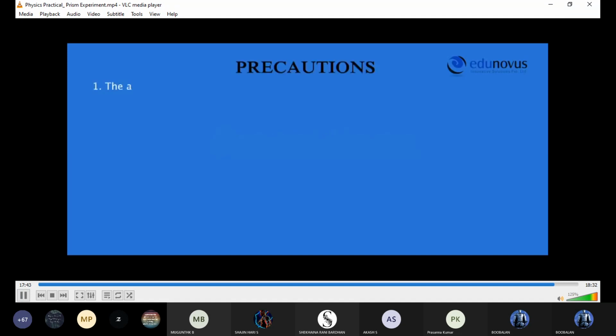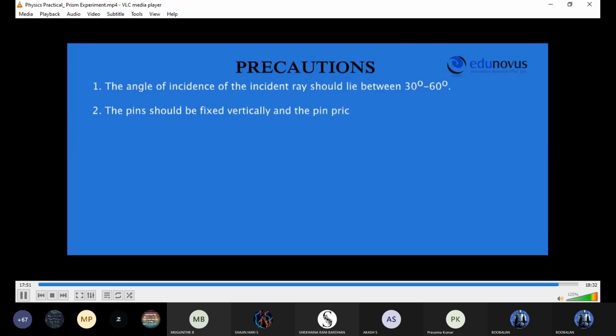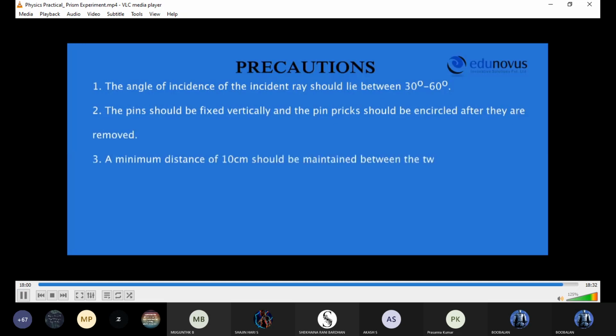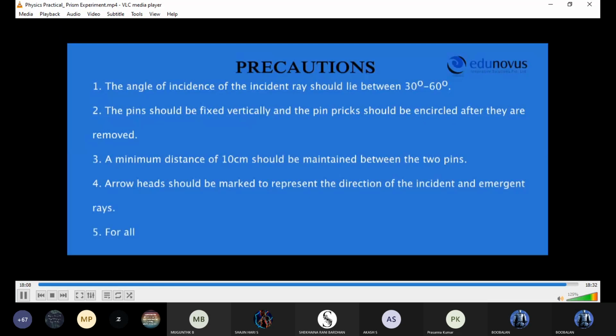The angle of incidence of the incident ray should lie between 30 degrees to 60 degrees. The pins should be fixed vertically and the pin pricks should be encircled after they are removed. A minimum distance of 10 centimeters should be maintained between the two pins. Arrowheads should be marked to represent the direction of the incident and emergent rays. For all observations, you should use the same angle of prism.